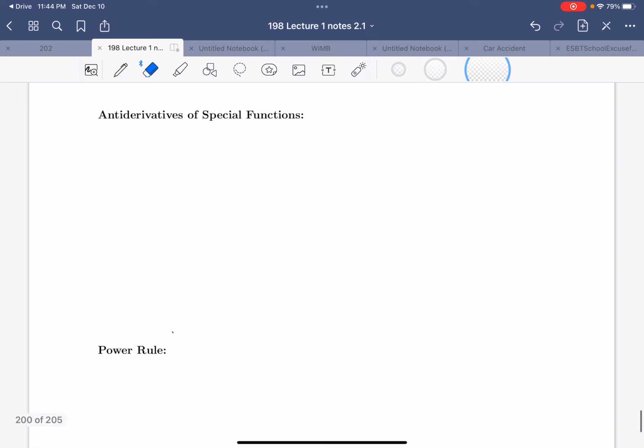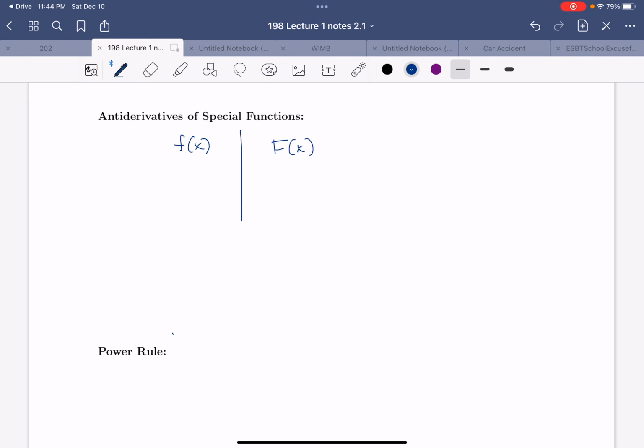First of all, there are some special functions that we can find the antiderivative of. We're going to make a little chart with little f of x and its antiderivative capital F of x. One of them we can work with is e to the x. E to the x is its own derivative, so it's also its own antiderivative. So you get e to the x there as well.